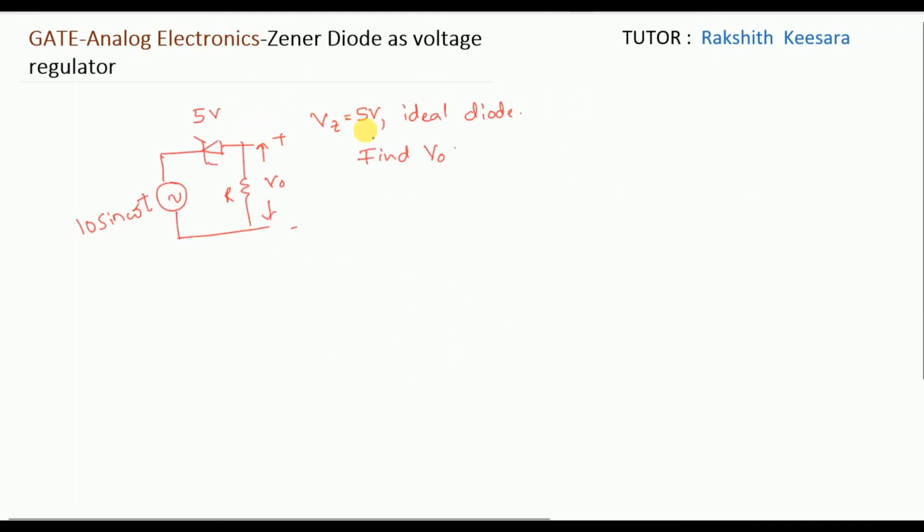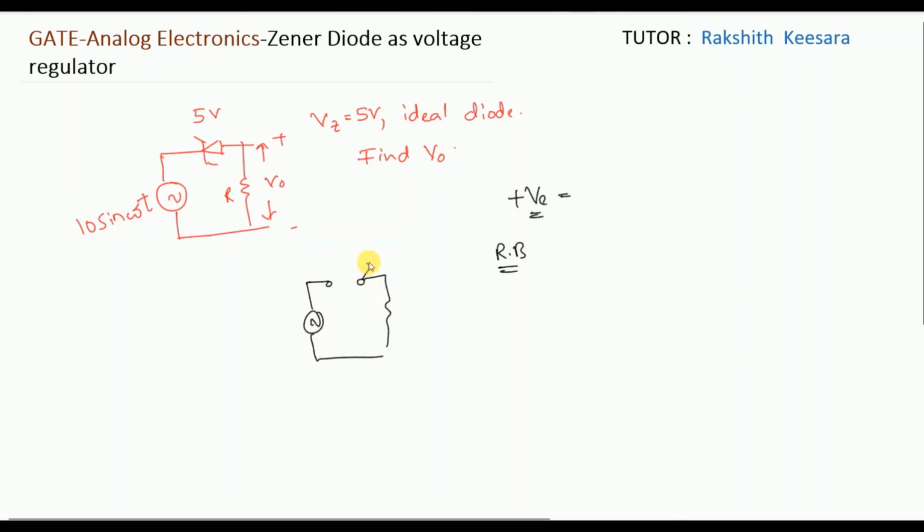So see this question, guys. He given Vz equal to 5 volt. It is an ideal diode. Find the output voltage. See, if you observe in positive half cycle, positive is connected to the N type. So this Zener diode is in reverse bias. So in reverse bias condition, this is the equivalent circuit.